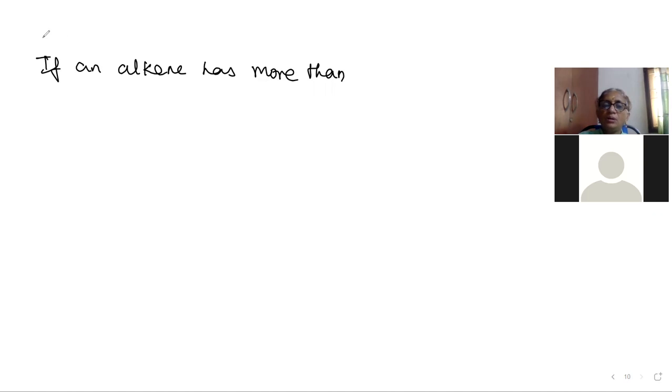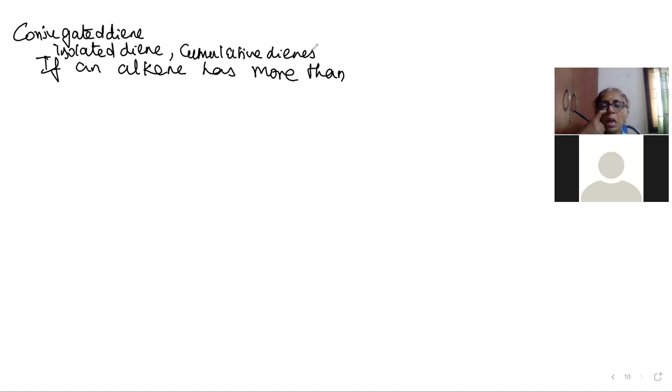So now we will see about conjugated dienes, isolated dienes, and cumulative dienes. Okay. So if in an alkene there is more than one double bond, if there are two double bonds in that structure, in any structure of an alkene, you call it a diene. If there are three double bonds, you call it triene, four means tetraene, like that.